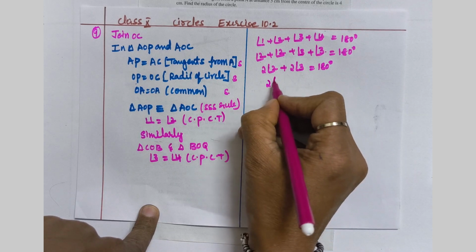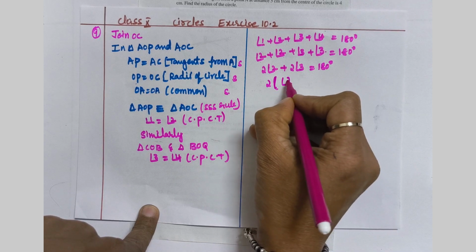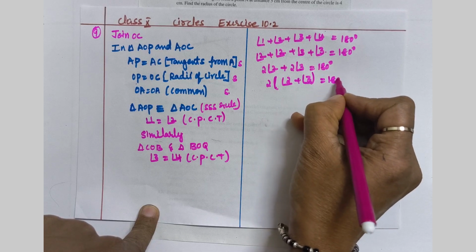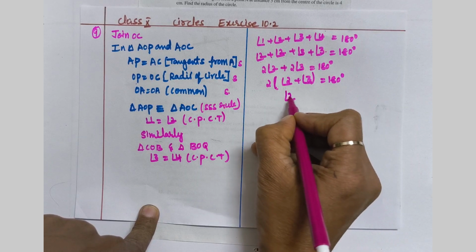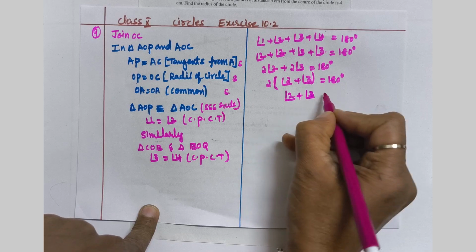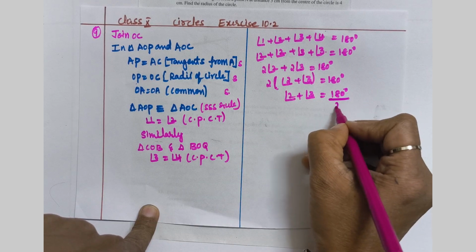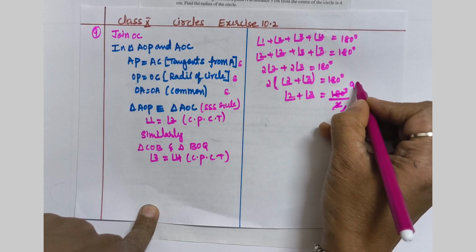So here what is common? 2 is common. 2 common means inside what is remaining? Angle 2 plus angle 3 is equal to 180 degrees. Now see here, angle 2 plus angle 3 is equal to 180 degrees. Here after dividing, the 2 ones are 2 and the 180 becomes 90.